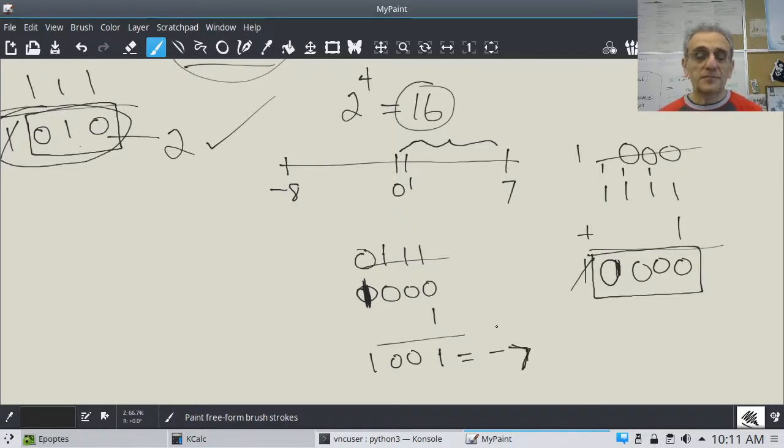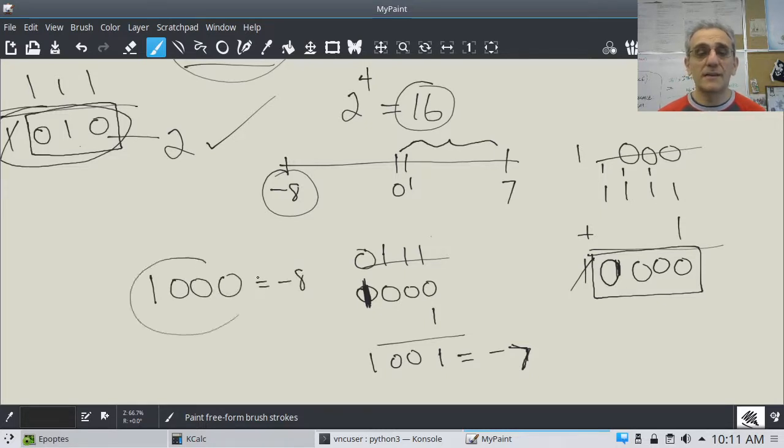However, what's this one? Remember, there's a kind of a rule for the biggest negative number, and the answer is the biggest negative number starts with a 1 and then is all zeros. So that is equal to negative 8. Right there. That's negative 7. They both start with a 1.